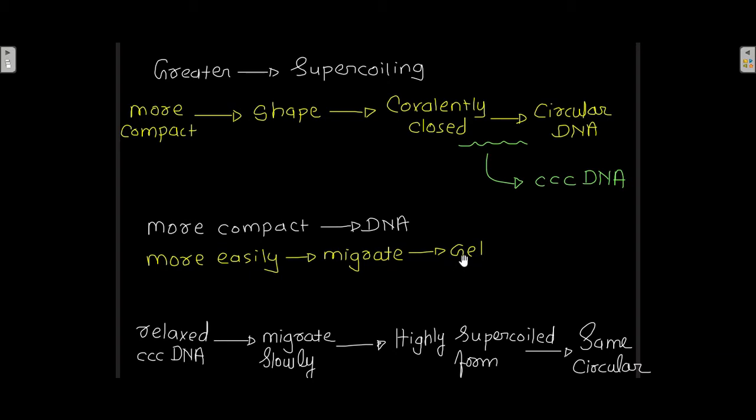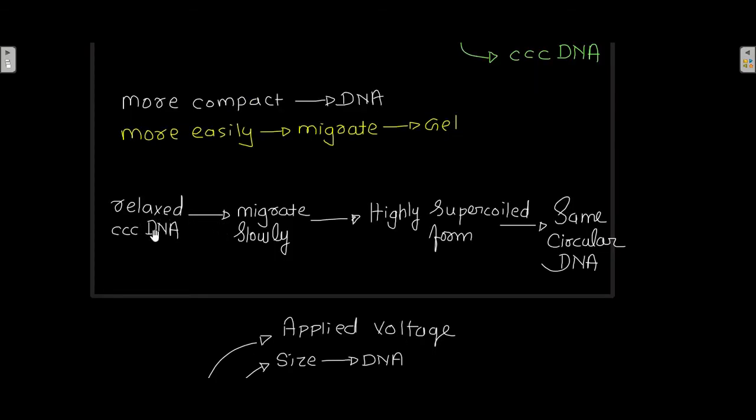So the migration also depends upon the shape, the supercoiling, the compactness. The more compact a particular DNA molecule is, the more easily it will migrate through the gel. The relaxed cccDNA will migrate slowly as compared to the highly supercoiled form of the same circular DNA, which has the same mass.